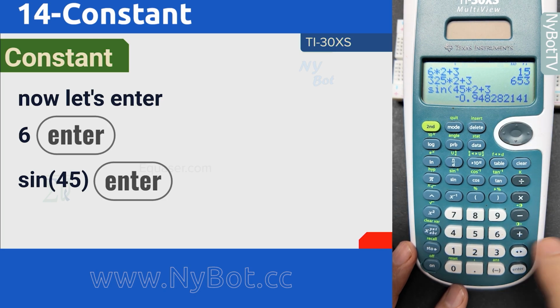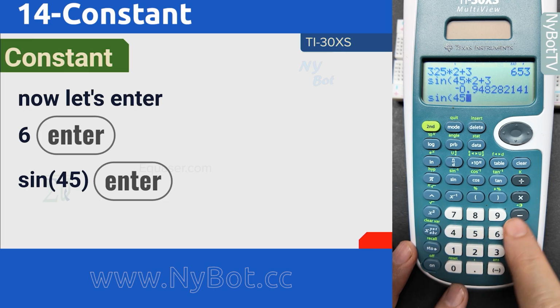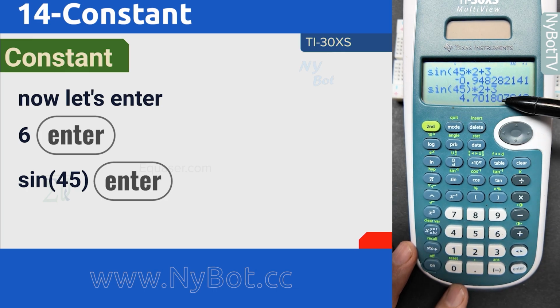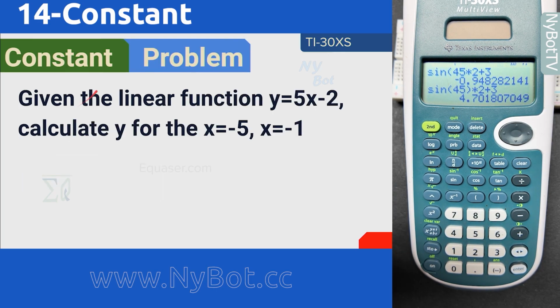Oh, this is now incorrect. Sine 45 and then close it. Now we get a different answer. This time we need to close it. Another problem.